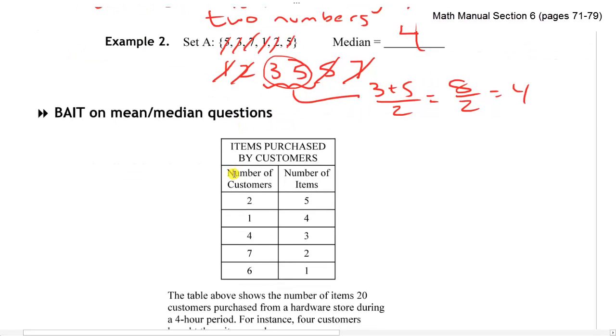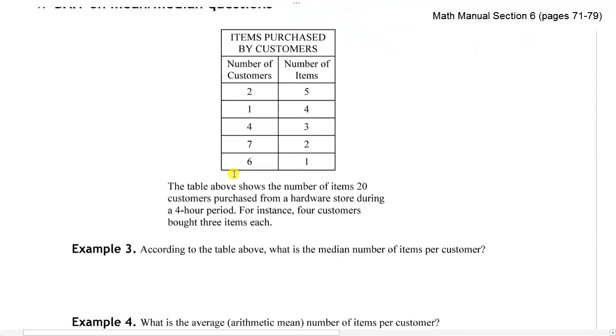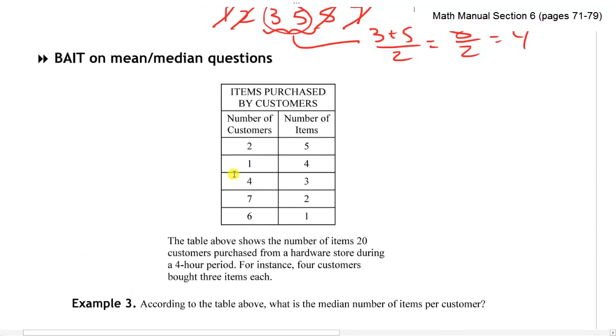Now, bait on mean and median questions. With examples 3 and 4, you might want to pause the video and see if you can get these on your own, or if you get baited on these questions. In example 3, we're dealing with this table here. Title of the table, items purchased by customers. We've got a number of customers in the left-hand column. We've got number of items that those customers bought in the right-hand column.